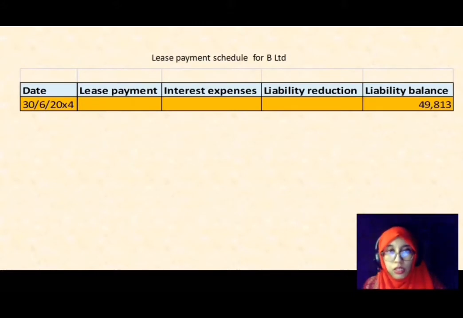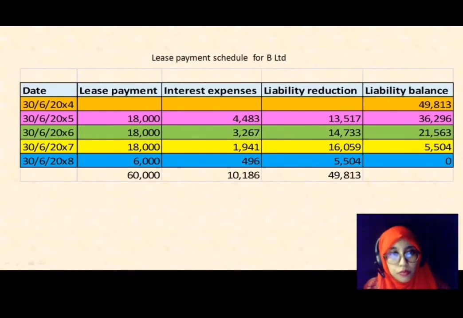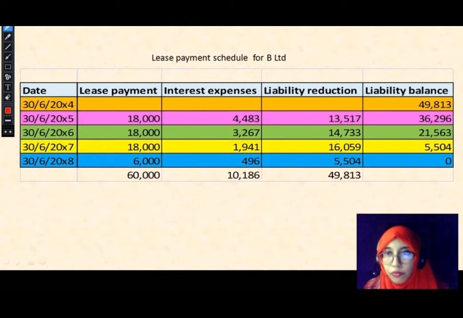So here is the table of the lease payment schedule for B Limited. Okay, so I think I will show all of this. In year X4 you already paid 18,000, so you don't need to write anything here, and there will be no interest charge and no liability. But this is the lease liability that we have counted before.